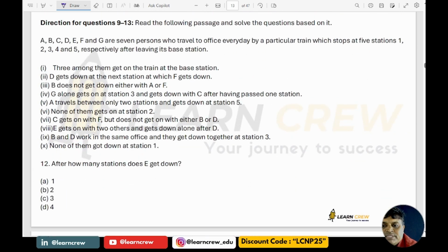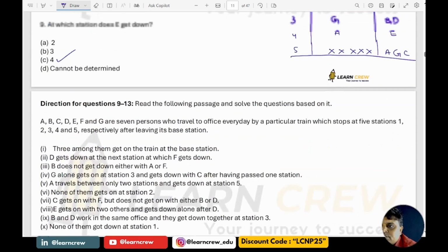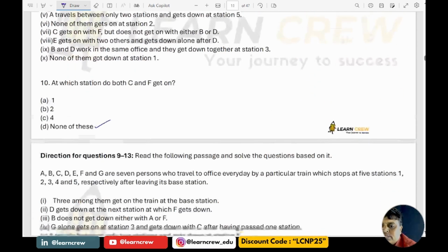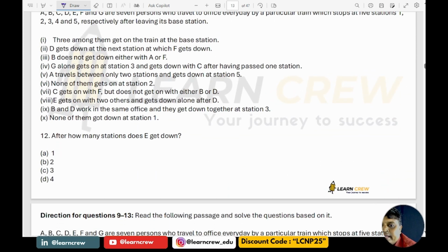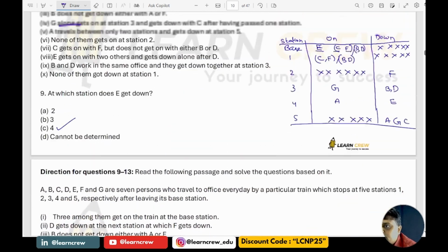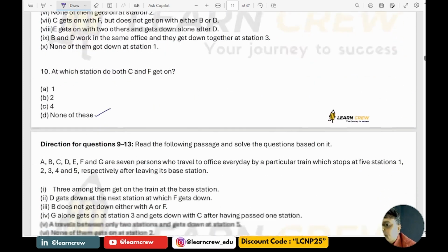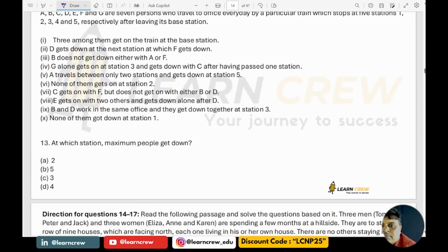Next, after how many stations does E get down? You have to see here. So 1, 2, 3. The answer is after 4 stations, because E is getting on in base station and he is getting down in 4th station. So 1, 2, 3, 4. After 4 stations, he is getting down.